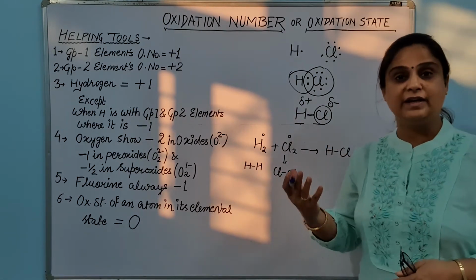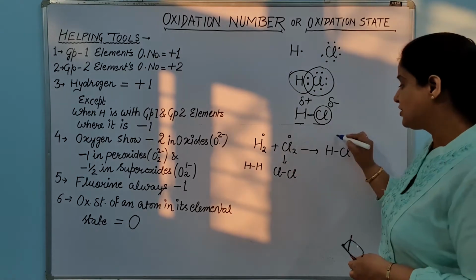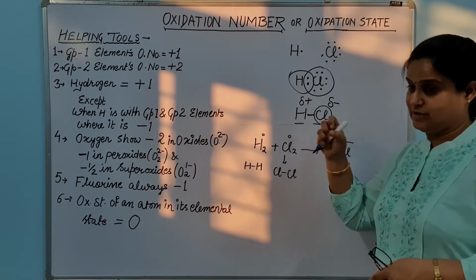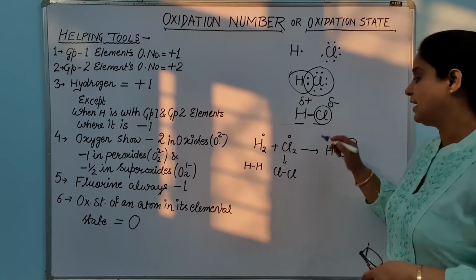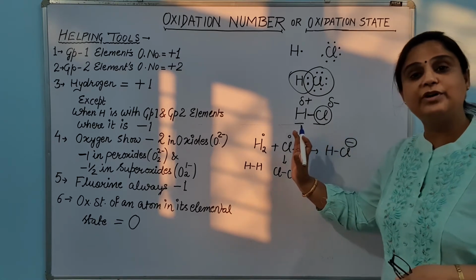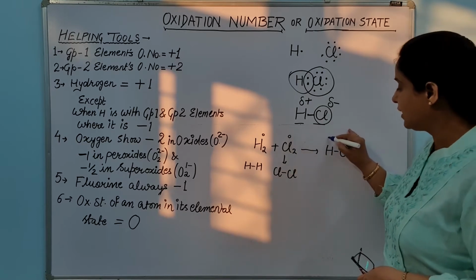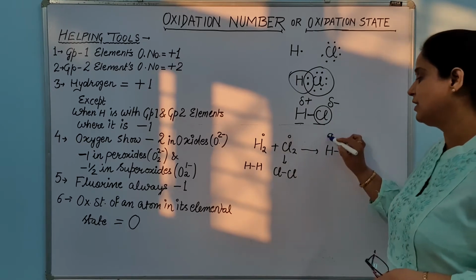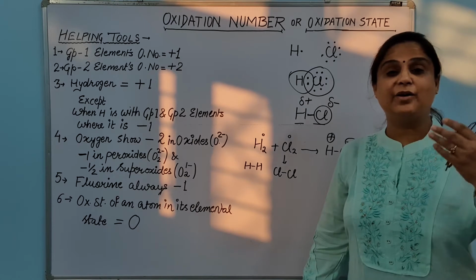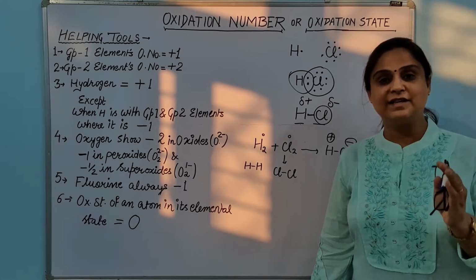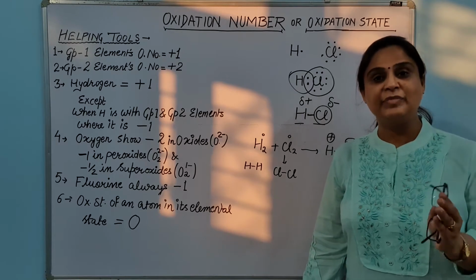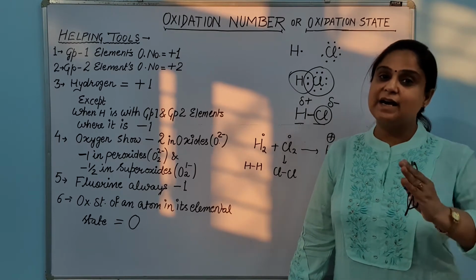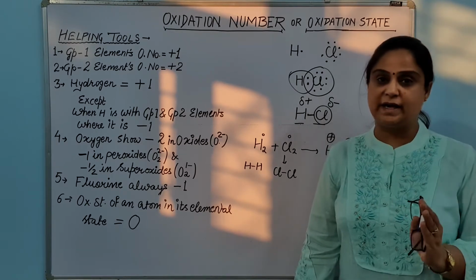Here now the tension comes to the chlorine because it is getting the electron, and what kind of tension? Minus. And just because the electrons are being pulled from the hydrogen, another kind of tension is appearing on the hydrogen. So the oxidation state is the charge which appears on an atom in a molecule when it is attached with another kind of atom.